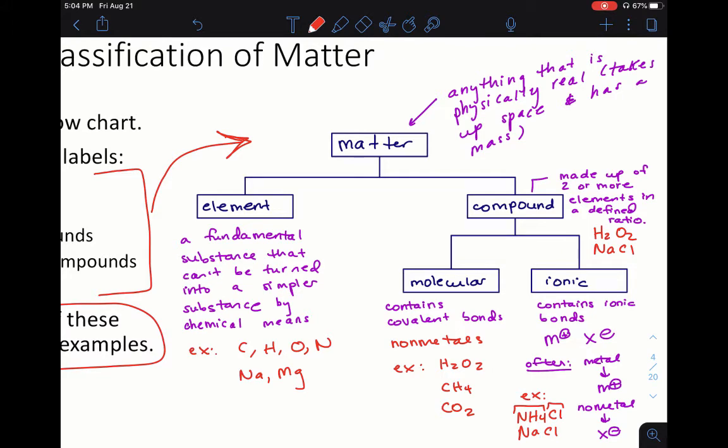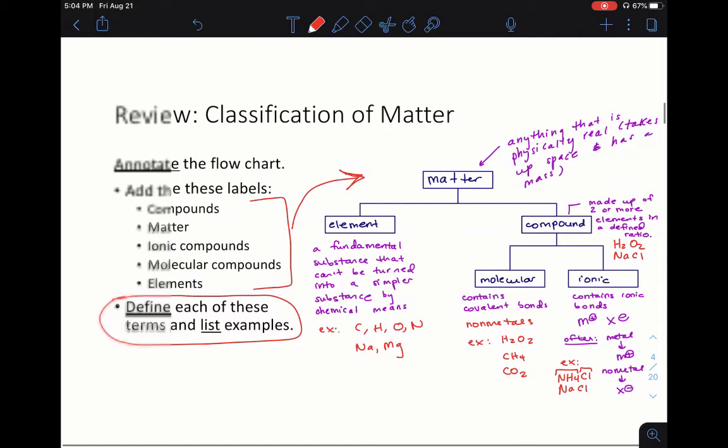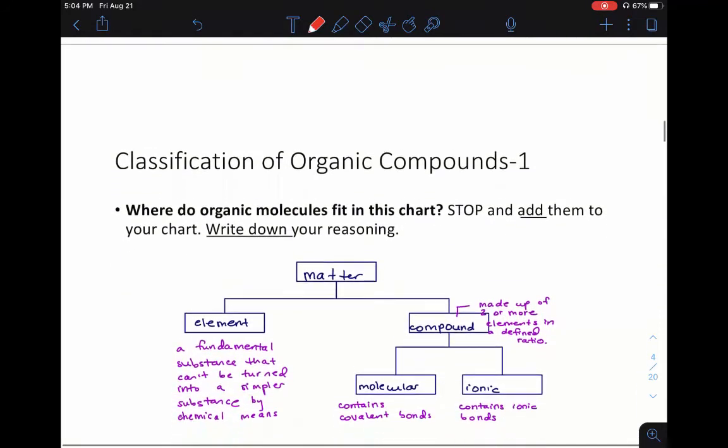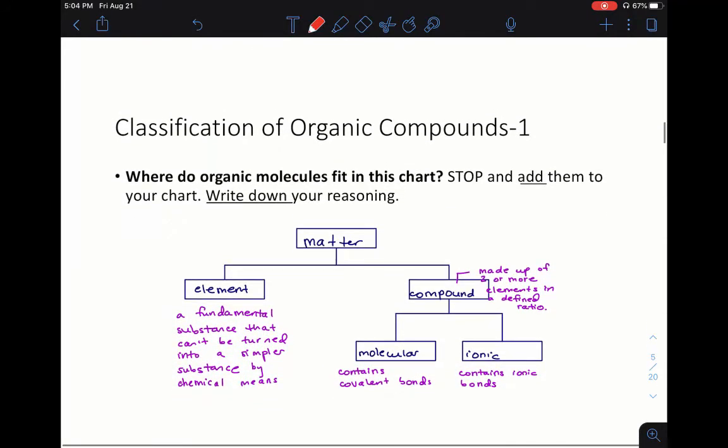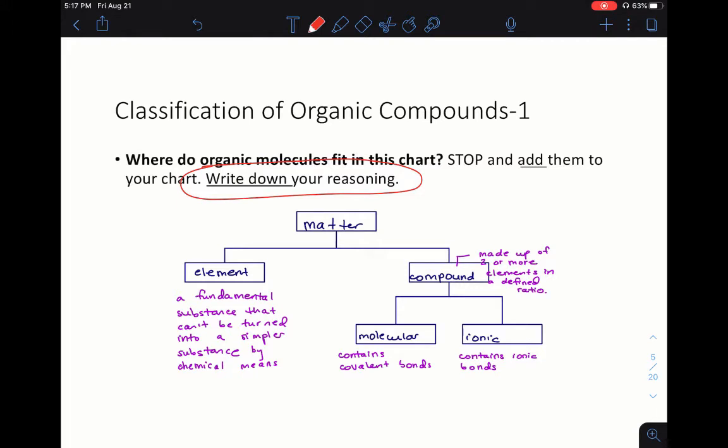Now that we have this down, let's take a look and consider this question. Where do organic molecules fit in this chart? You should stop the video and add them to your chart and then write down your reasoning. Don't skip this part. Please go ahead and do it. This is your last chance if you haven't already done it.